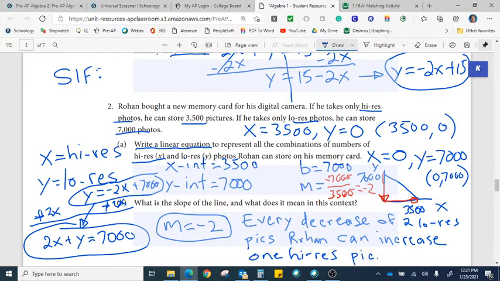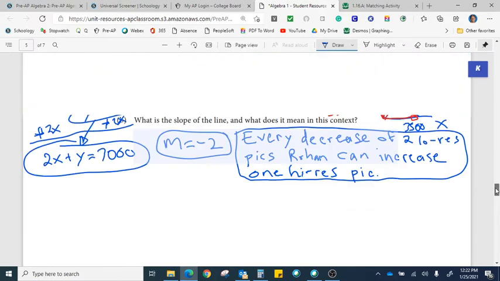So in other words, you have a camera and for every high resolution pic you could do 2 low resolution pics, so you could do twice the low resolution pics as you could the high resolution. Okay.